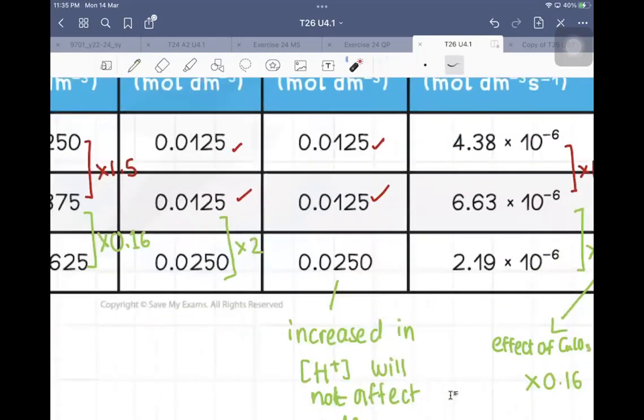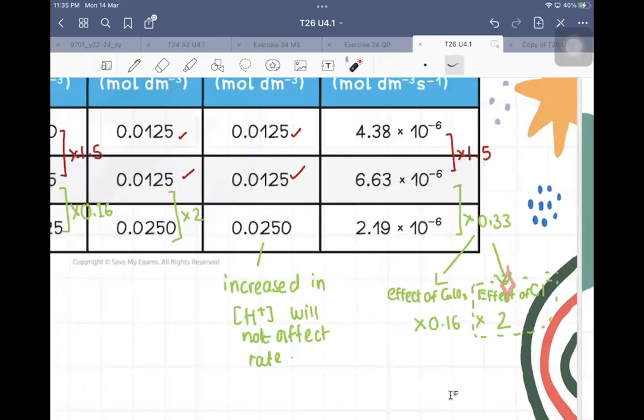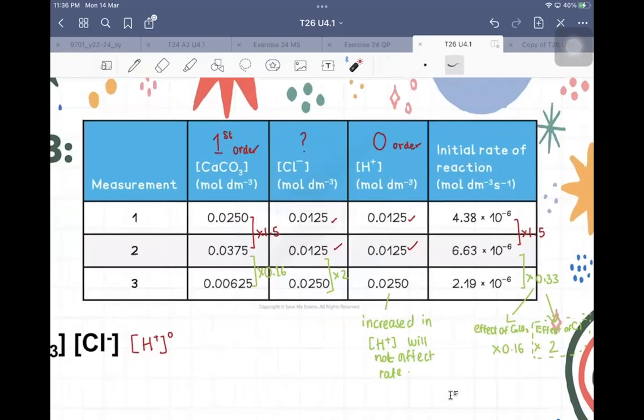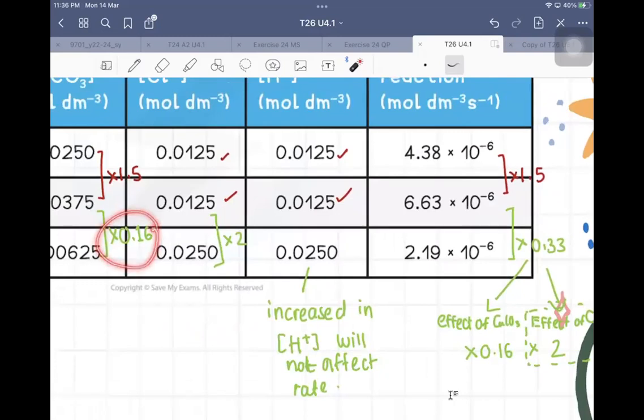So can you see that as I increase the concentration of chloride by 2, the combined effect is also increasing by 2, which confirms that chloride is also first order. Okay, so it's still easy. I mean, it can be done, but because they're not nice numbers, as you can see, we have 0.16 here, okay? But because it's first order, if you increase or decrease by 0.16, the rate must also decrease by 0.16.